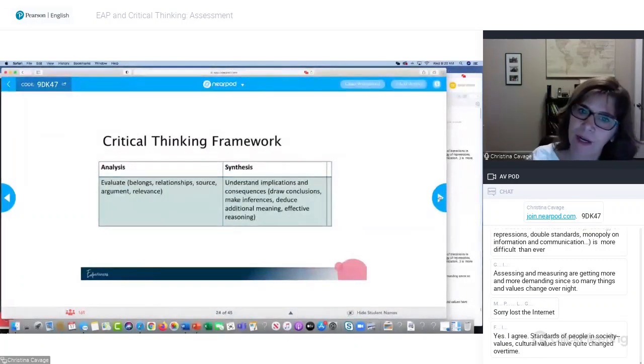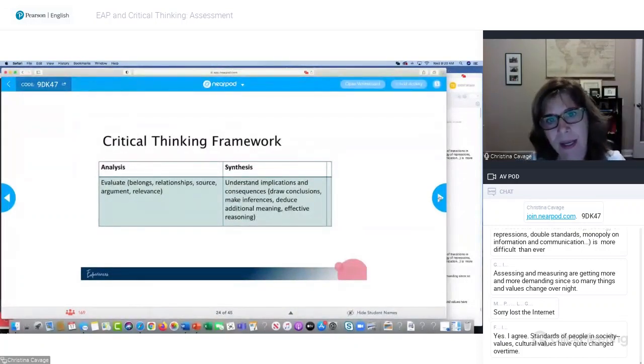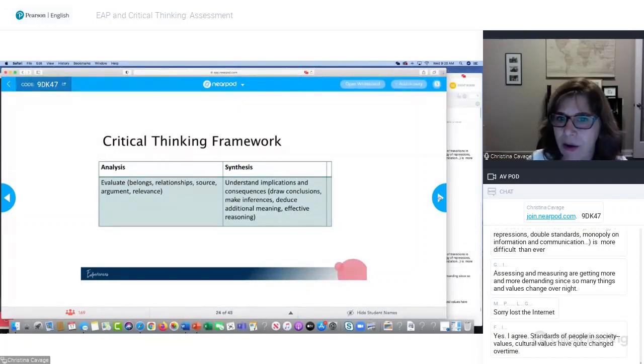The second part of that framework is synthesis, okay? And now, different from analysis, looking at that one thing and analyzing it, with synthesis, are we able to take that a step further? Can they understand implications and consequences? Can they draw a conclusion? So many of you did that when I showed you that very first image, okay? I remember somebody posted on the board, he just lost a $1 million deal. Okay, so you were able to draw a conclusion from that.